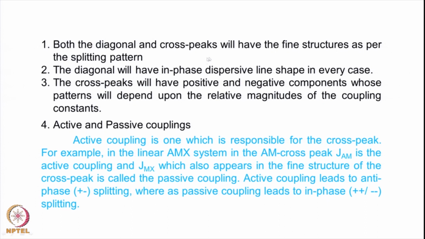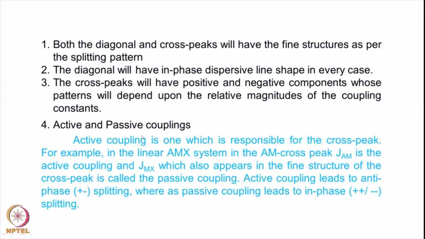Some generalizations here are derived from experience with the 2 spin system, and the same principles hold here as well. Both the diagonal and the cross peaks will have the fine structure as per the splitting pattern which we discussed just now. The diagonal will have in phase dispersive line shape in every case. The cross peaks will have positive and negative components whose pattern will depend upon the relative magnitudes of the coupling constants.